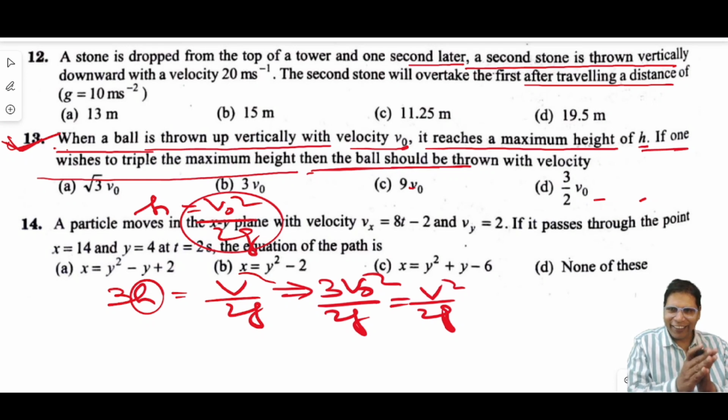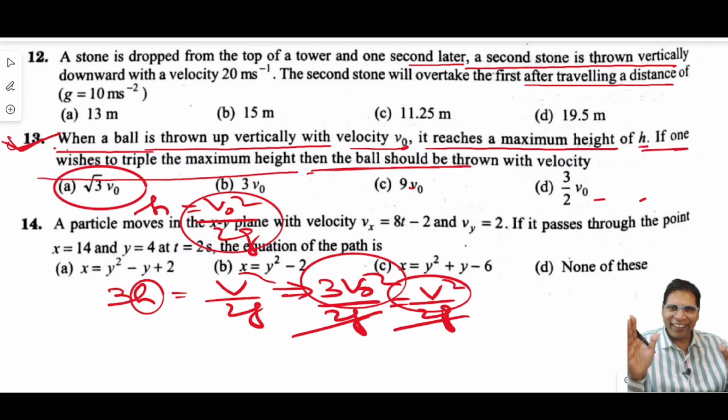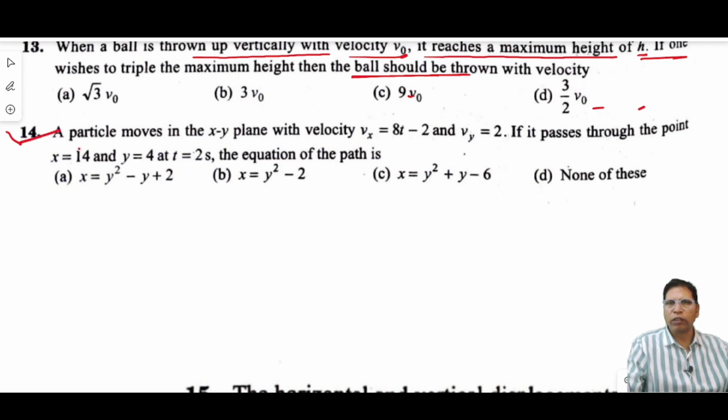Okay. Next, the 2g cancels out. So 3 v0 square equals v square. So v equals root 3 v0. Okay, understood? Next.